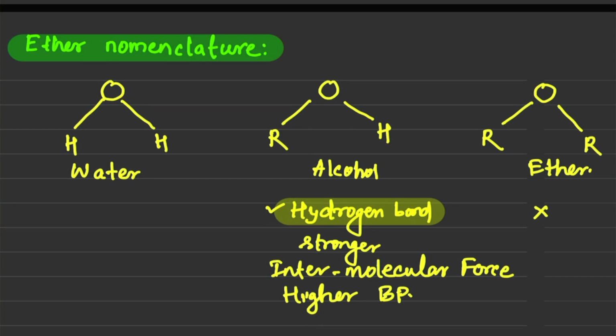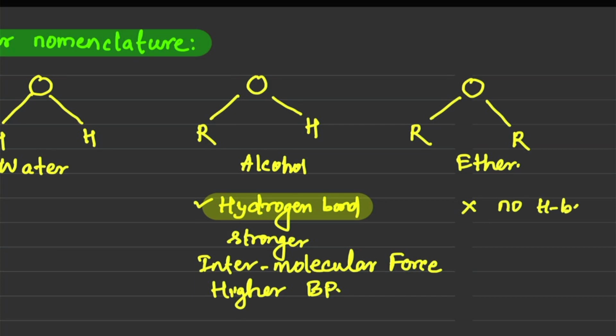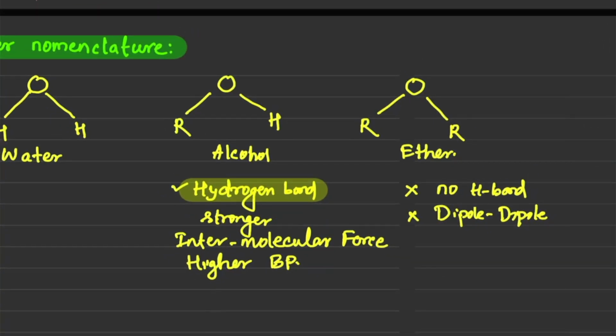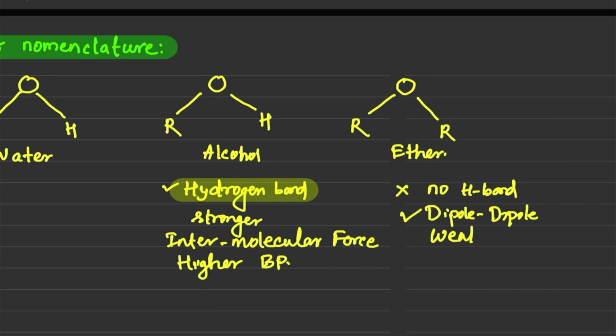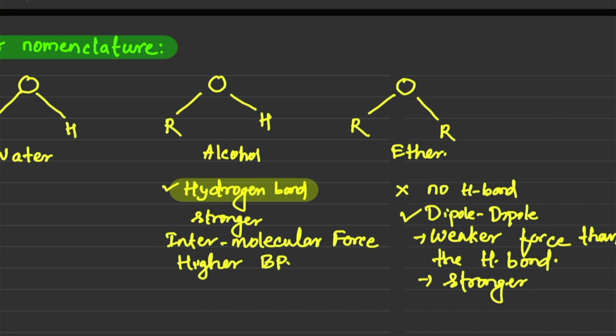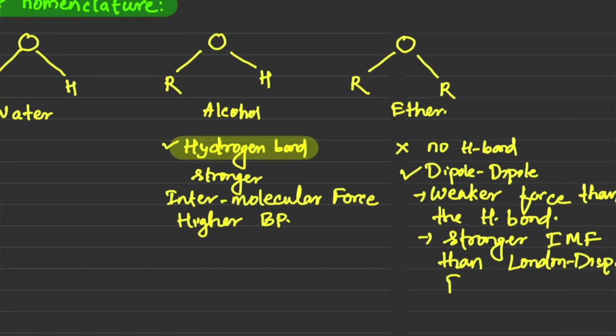But in ether, you don't see hydrogen bonding. The only type of interaction that you will see is dipole interactions, which are weaker than hydrogen bonds. So dipole interactions are a weaker force than the hydrogen bond, but a stronger intermolecular force than van der Waals force or London dispersion force. If we are comparing against London dispersion force, then this is stronger.